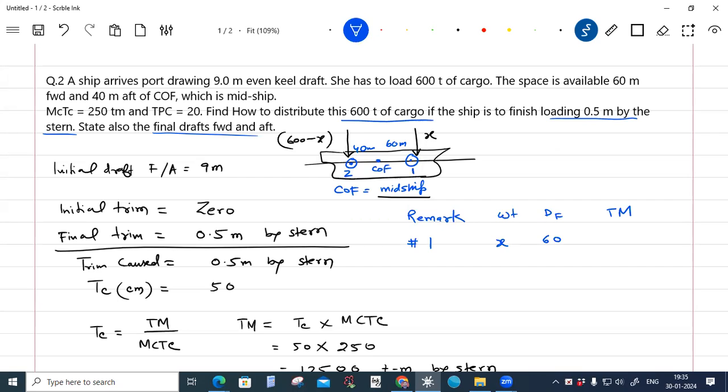Now COF is at midship, so no problem, because all these measurements you need to take from the center of flotation. Suppose some HF value was given, then accordingly you need to add that HF. So what will be the trimming moment? You are loading forward, so this is forward. X ton at a distance of 60, so how much will it be? 60X, by head, direction.